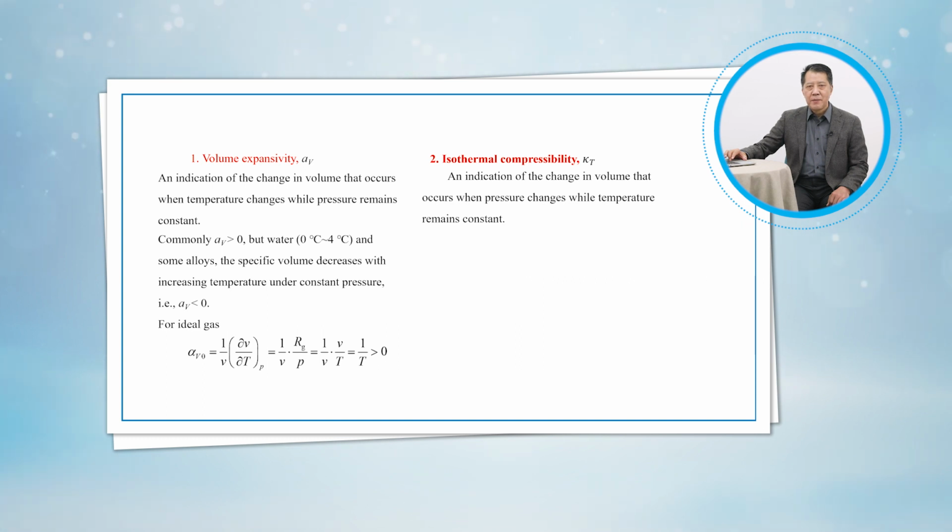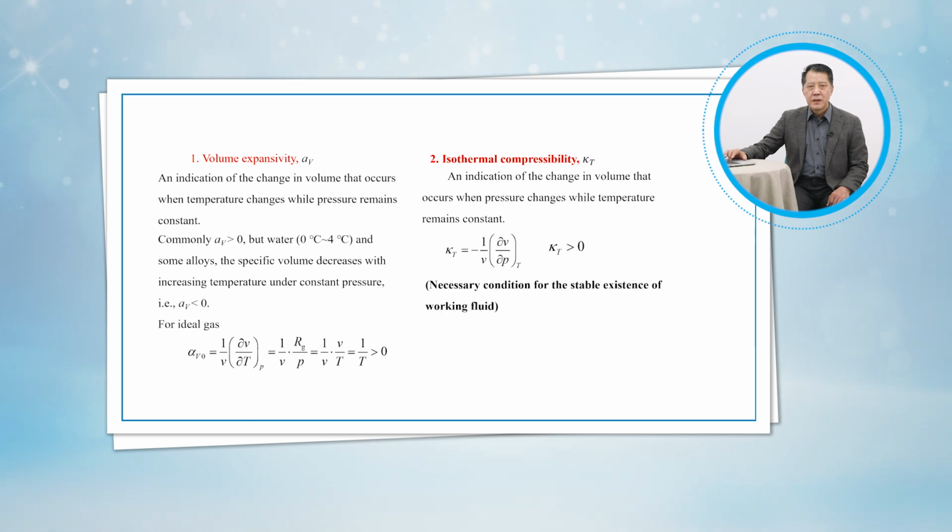Secondly, let's talk about the isothermal compressibility. Its unit is the reciprocal of that for pressure. The isothermal compressibility should be larger than 0, which is the necessary condition for the stable existence of working fluid. For ideal gas, the isothermal compressibility is 1 over P.